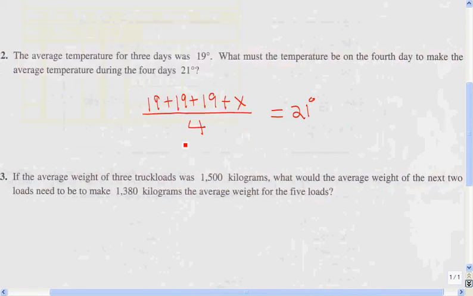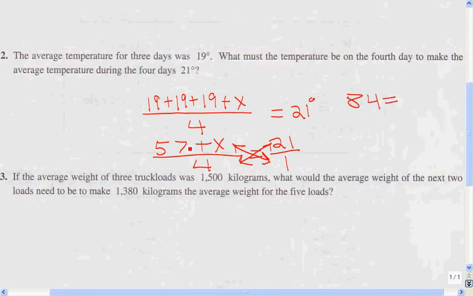So I'm going to have 57 plus x divided by 4 equals 21, and I'm going to put it over 1. And what I'm going to do is I'm going to cross multiply. Okay, so I'm going to do 21 times 4, which is 84, equals 57 plus x times 1, which is 57 plus x. Anything times 1 equals whatever you're multiplying it by.